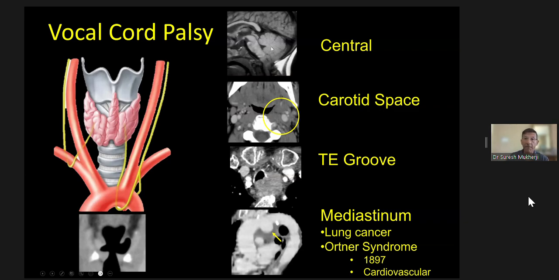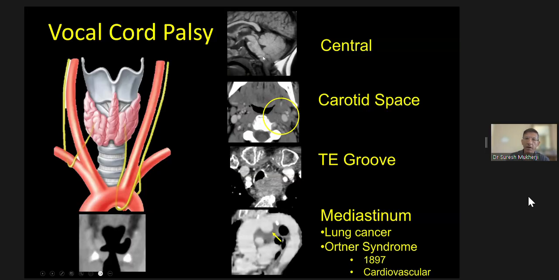And we can have, therefore, involvement here involving the brain, extending all the way down to the mediastinum. Remember, we have to look at the mediastinum. So when I look at the vocal cord palsy, and this comes from my quote-unquote experience, because these are all cases that some of them were missed initially.